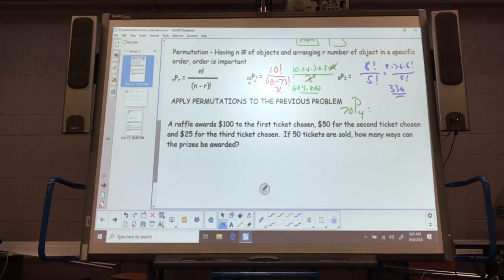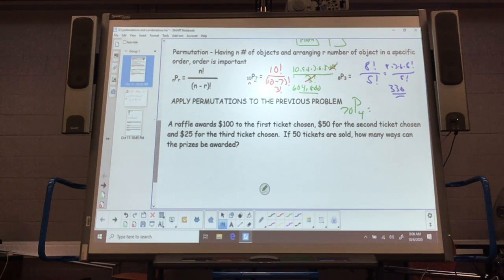Well, is order important here? Yeah, I want to be the first ticket. I get 100 ducks. I don't want to be the third ticket. I don't want to get chosen. Yeah, I want the first ticket. So I have 50 tickets. 3 of them are chosen. How can I arrange that?